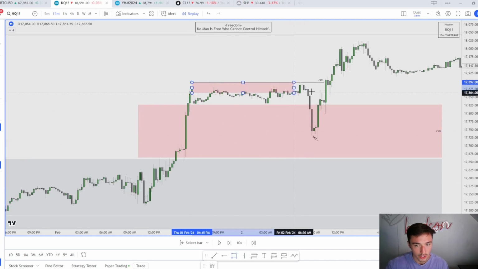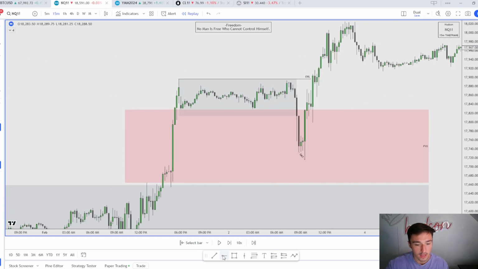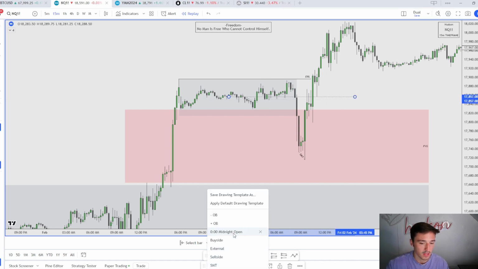We have that original consolidation right here. And what's this look like even more so of? A power of three. Accumulate, manipulate, distribution higher. Right? And if we mark out that midnight opening price, right? I haven't been doing that because I'm just showing you guys time frame alignments right now.